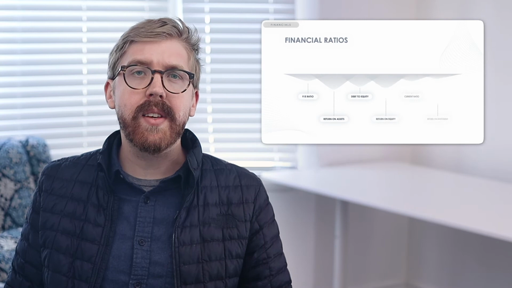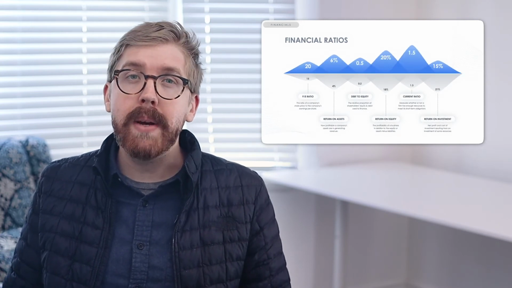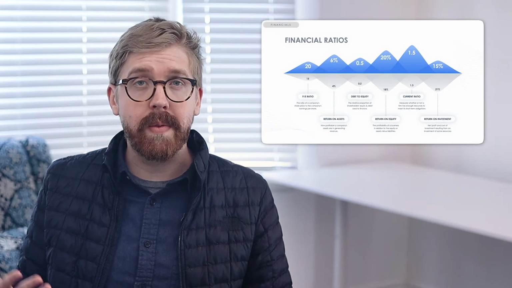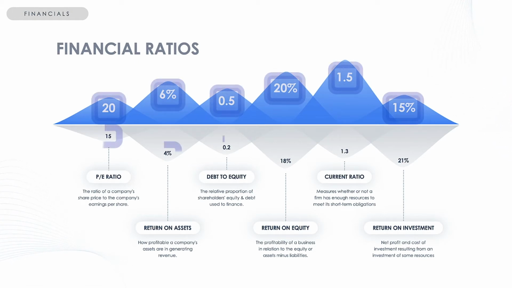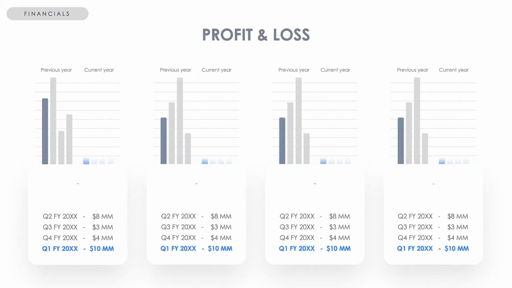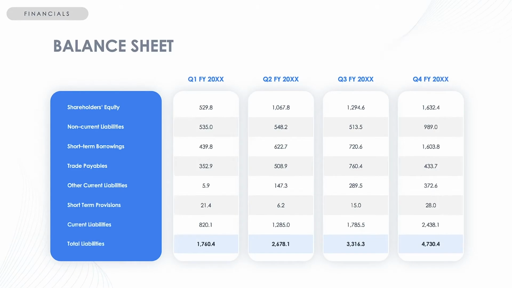This helps execs compare results across ratios like ROI and current ratio, which compares whether or not the company has enough resources to meet its short-term obligations. For each ratio, execs can compare Q to Q growth with one quarter on top compared to another below. To outline more details, use our financial statement slide to show profit and loss, balance sheets, cash flows, and many more.